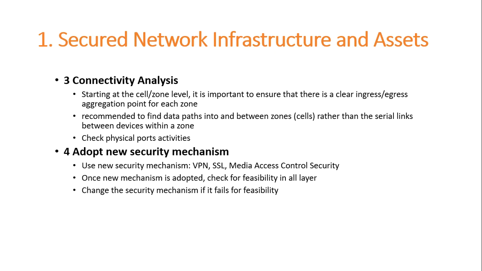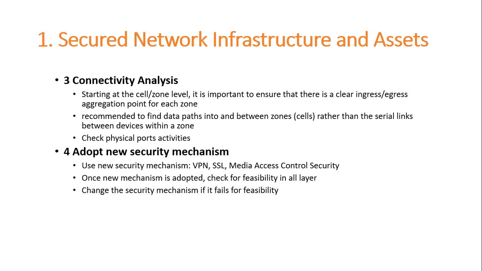It is also recommended to find the data paths, meaning the different paths available for the transmission of data, and check the physical port activities. There can be around 1,000 ports in the network, especially in OT. So you have to check the activities on all the ports, because if misbehaving activity occurs, it leads to problems in the network.